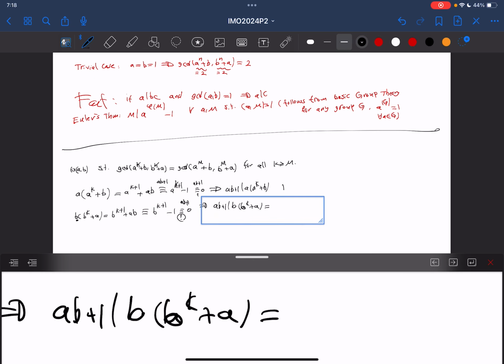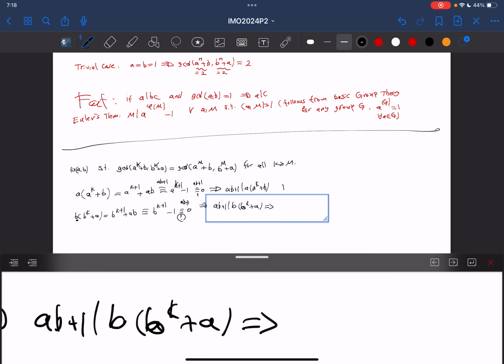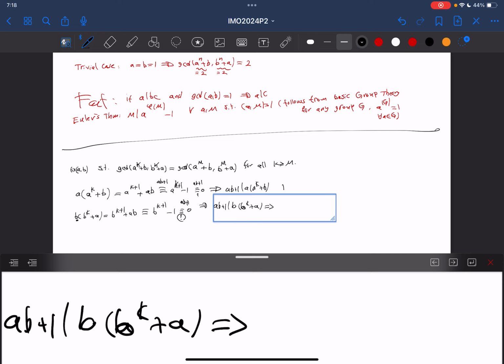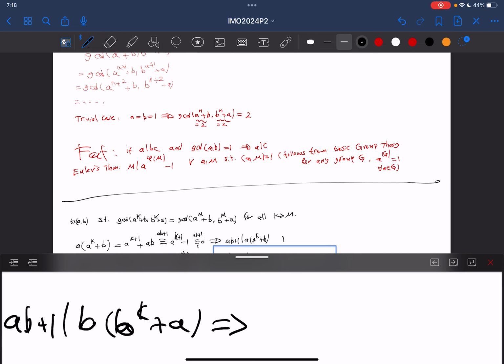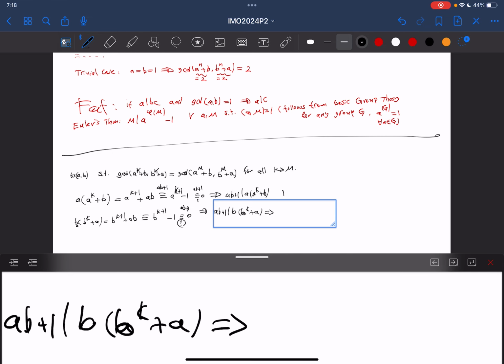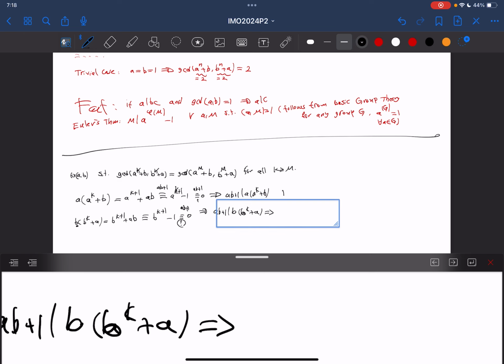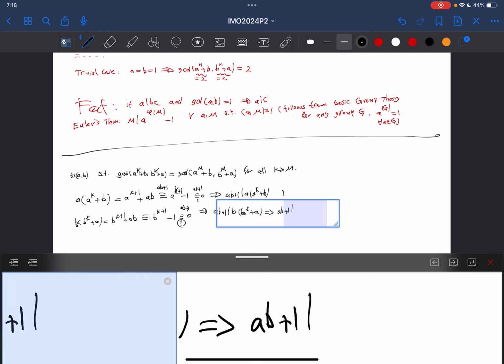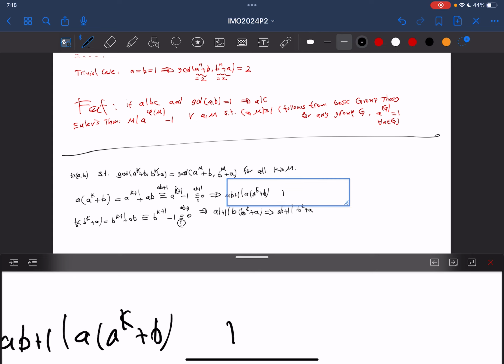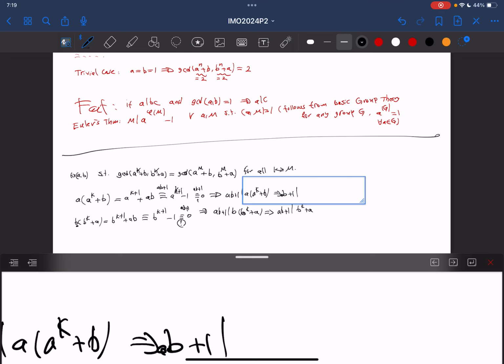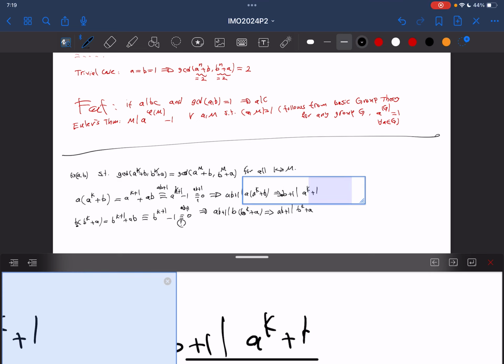And now, how could I still simplify? Because ab plus 1 and b are coprime, that means they don't have a common factor. And from the first fact that I had here, I would get that ab plus 1 divides b^k plus a. And similarly here, I would have ab plus 1 divides a to the power k plus b.